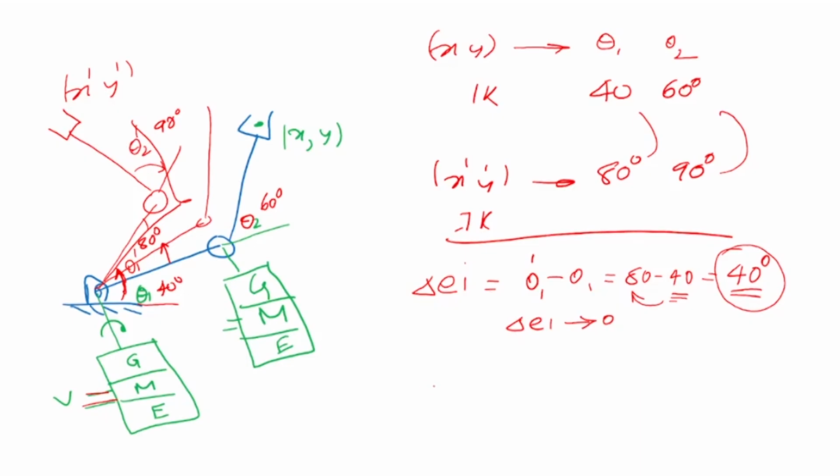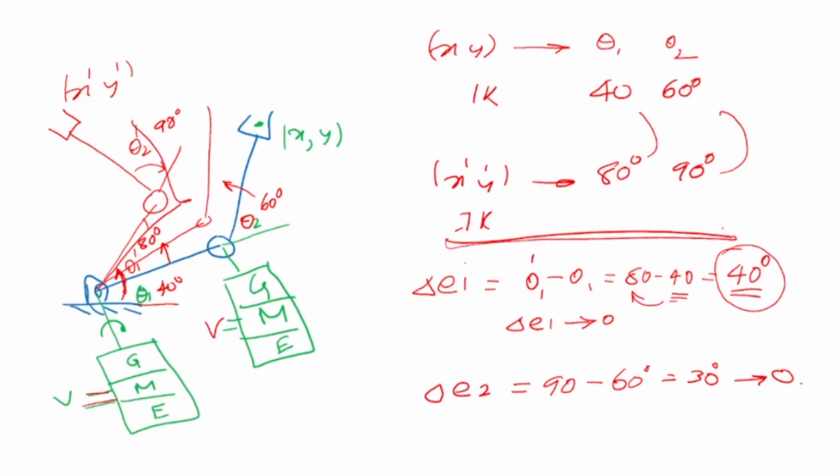Similarly, it will do exactly the same for theta 2, the error 2. It will do 90 minus 60 and get 30, and then drive this 30 to 0. Driving it to 0 means it will keep increasing this angle until the two angles become the same. And that's how the controller works. It will keep giving voltage to the motor so that the motors rotate either clockwise or anti-clockwise and make the error 0.